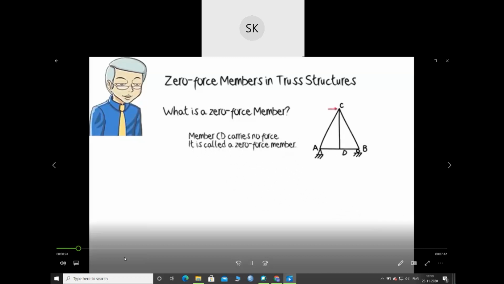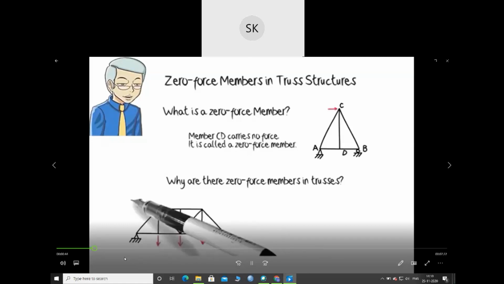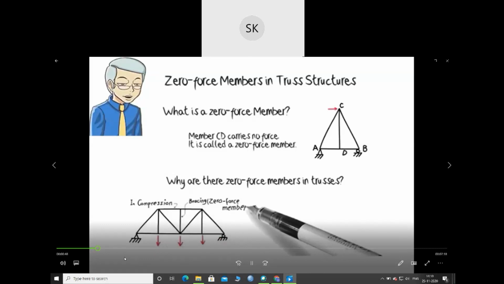Why are there zero force members in trusses? Naturally, one might question the rationale for having such members in a structure. If a truss member does not carry any force, why have it in the first place? There are two main reasons. One, a zero force member could act as a bracing for preventing a force-carrying compression member from buckling. That is, a zero force member adds stability to the structure.